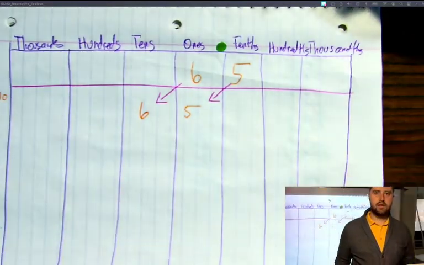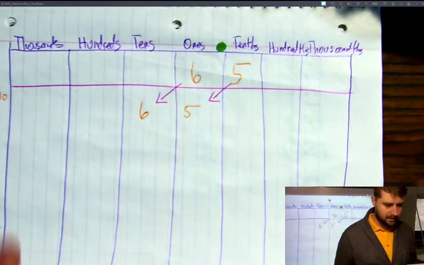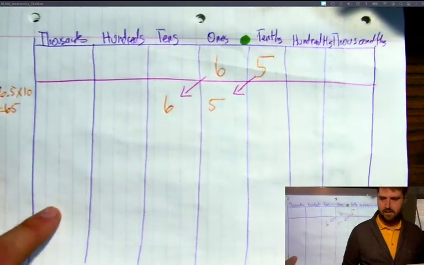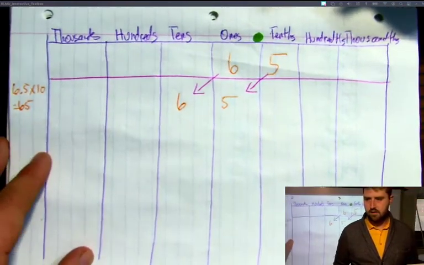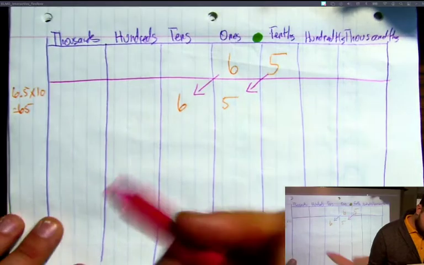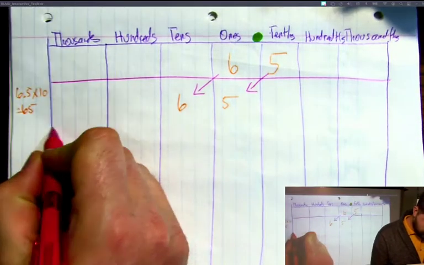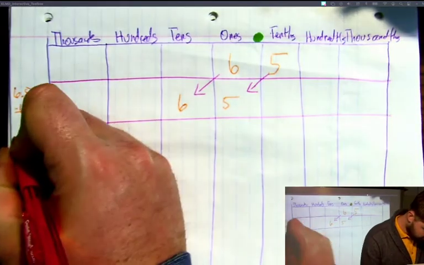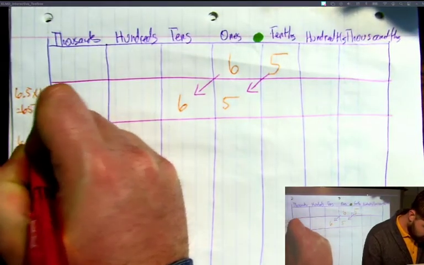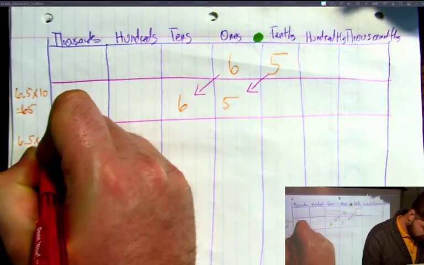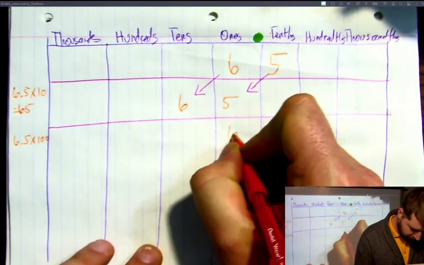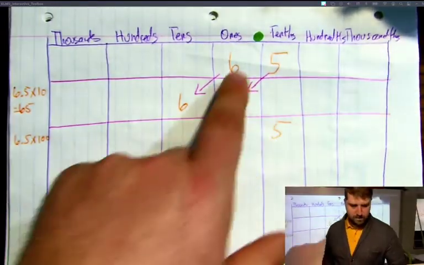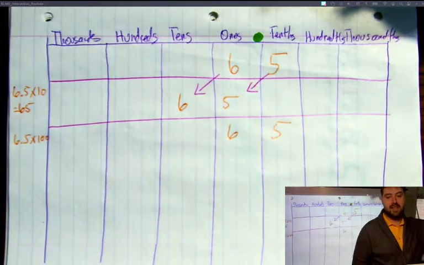Sound good? Awesome. Oh, I should slide that over a little bit so you can see our equation there. There we go. All right, our next problem we are going to take on is going to use the same number. It is going to be 6 and 5/10. But this time we are going to multiply it by 100. 6 and 5/10. Remember, our decimal point is right there between the 1's place and the 10's place.